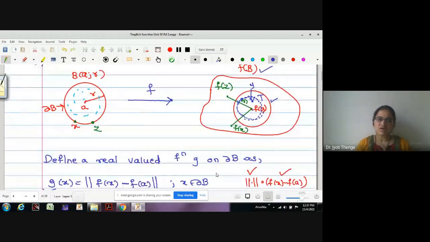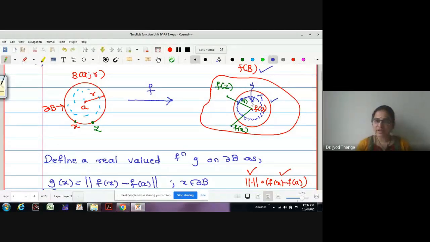Where is f of x? For any arbitrary x, here is my f of x. F of x is any point in this f of B. Y is this vector we have fixed. Now which distance were we considering? F of x and y. The distance between f of x and y is considered now.